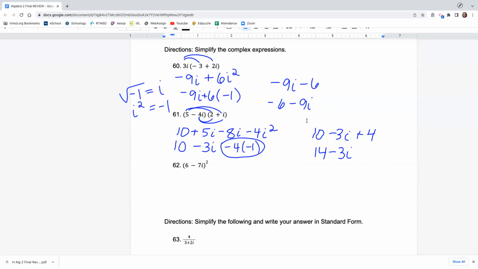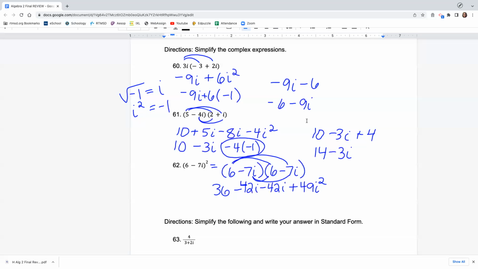62, you will have to FOIL this one, but you first have to understand you have to expand it into 6 minus 7i times another 6 minus 7i. FOIL, 6 times 6 is 36. 6 times -7i is -42i. -7i times 6 is another -42i. -7i times another -7i is going to be a positive 49i squared.